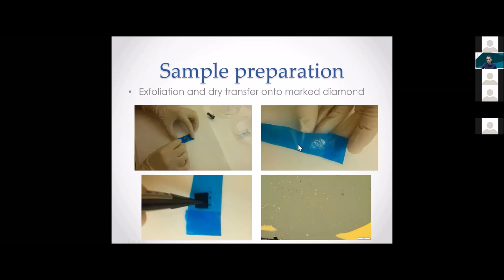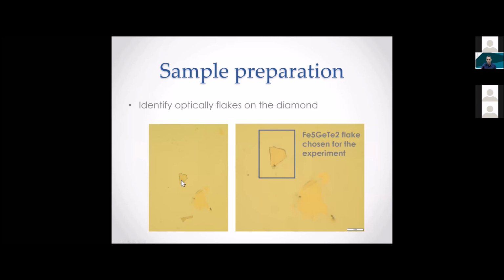So in this work, which we do in collaboration with Hadar Steinberg's group, we exfoliate the flakes and dry transfer them onto the diamond sample, which will be used for the measurement, and which is pre-patterned with markings to allow us to identify the different flakes. In this example, we can optically measure the different flakes and identify them for our experiments.